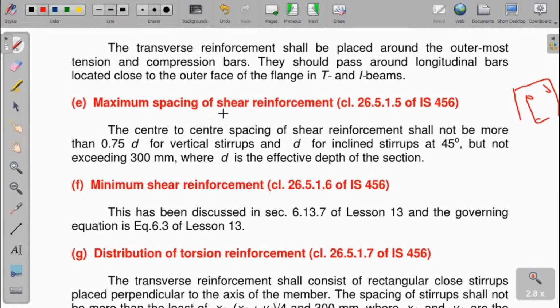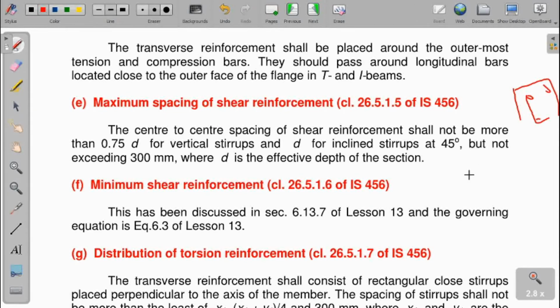Okay, maximum spacing of shear reinforcement. The center to center spacing of shear reinforcement shall not be more than 0.75 D for vertical stirrups and D for inclined stirrups at 45 degrees. Okay, while discussing shear I have discussed this, but it should not exceed 300 mm, whichever is less. So in any case it cannot exceed 300.